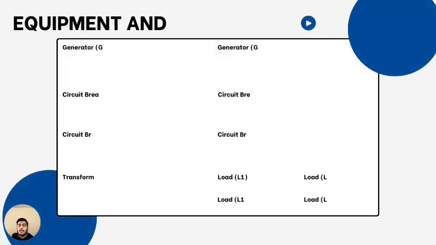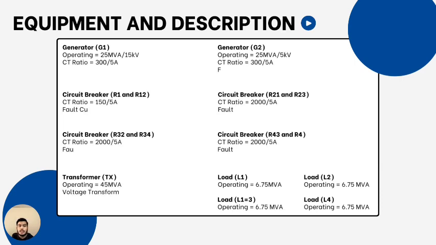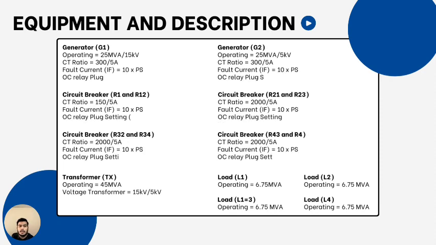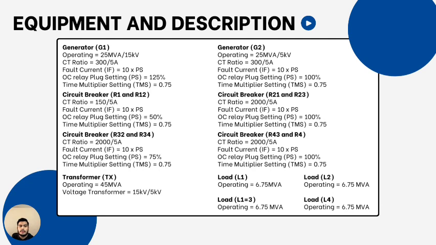This is our equipment and description. Generator 1 and generator 2 are operating at 25 MVA, and the CT ratio is 300 over 5 ampere. But our generators have different voltage values: generator 1 is 15 kilovolt, while generator 2 is 5 kilovolt. At generator 1, our OC relay plug setting is 125%, while generator 2 has a plug setting of 100%, while our TMS is similar on both generators, which is 0.75.